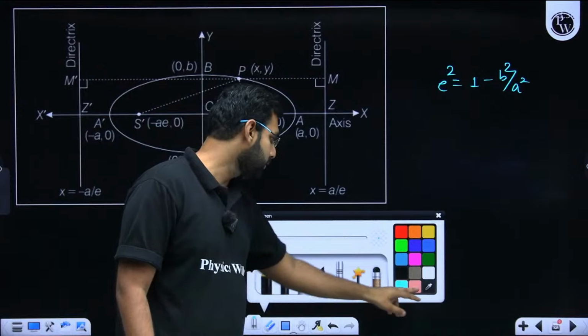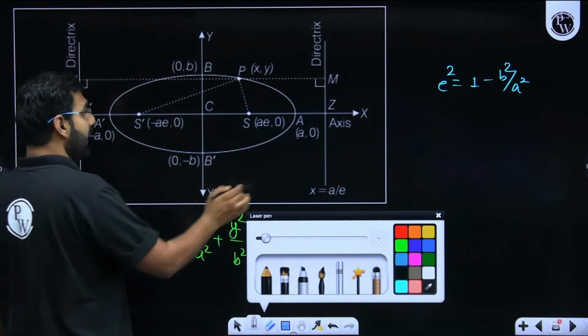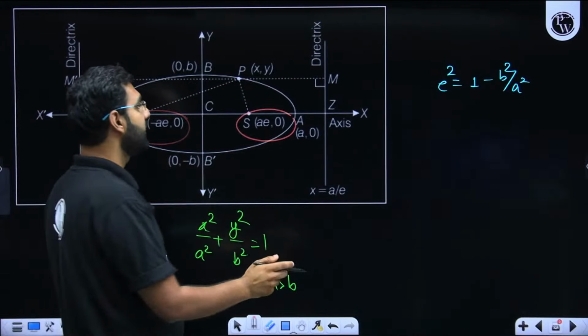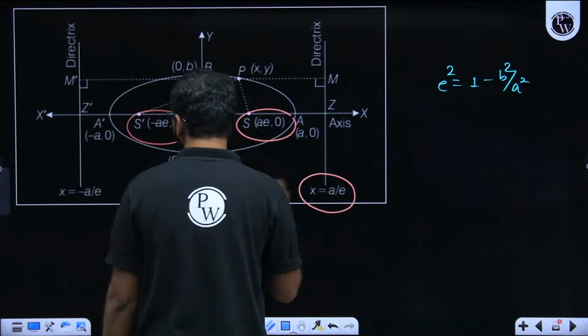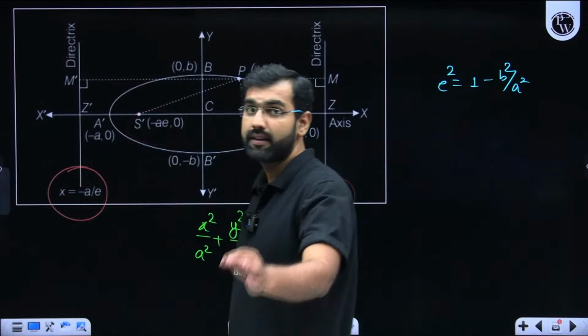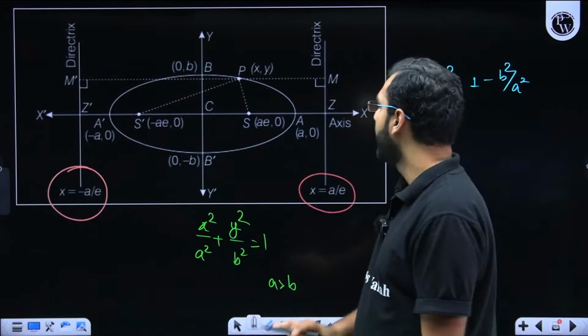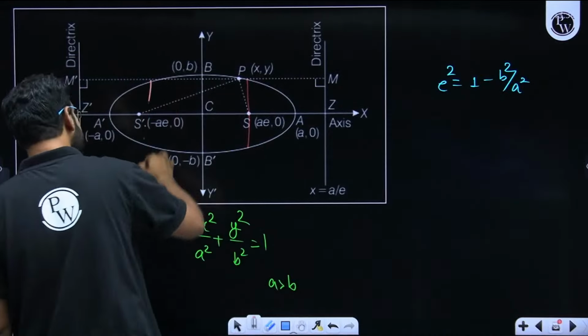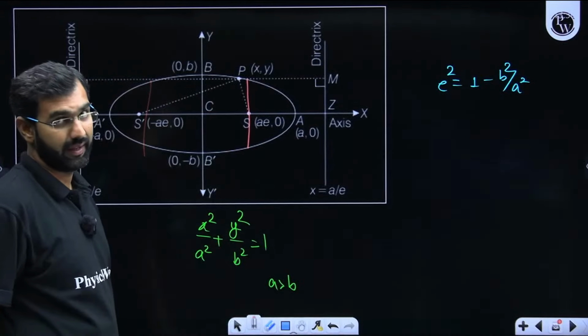Now if I get back to the discussion we were having, foci are (ae, 0) and (minus ae, 0). The same will be for hyperbola. The directrices are x equals a by e and x equals minus a by e. The same will be there for hyperbola. I hope nothing much is needed to be said. Yes, latus rectum, they have the length 2b square by a.